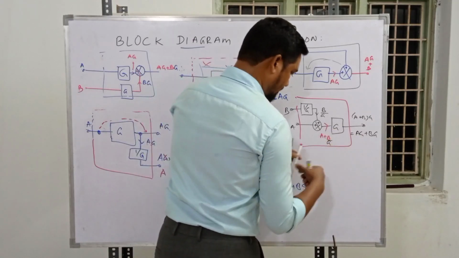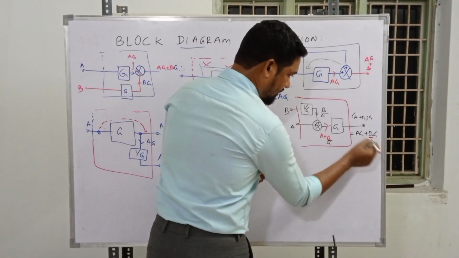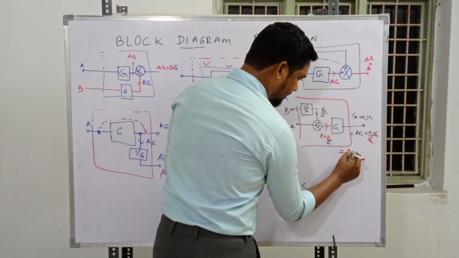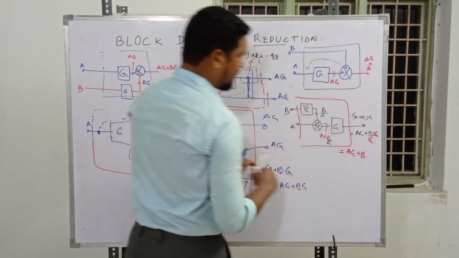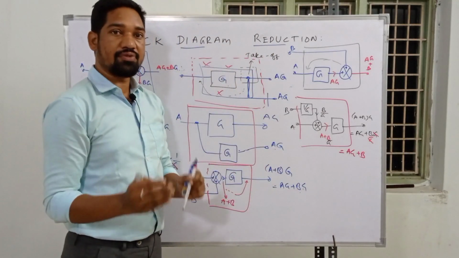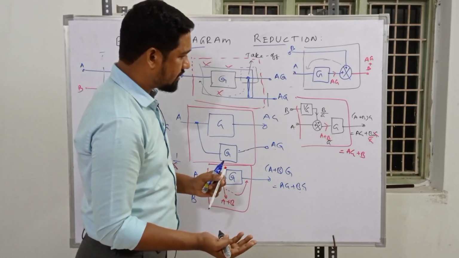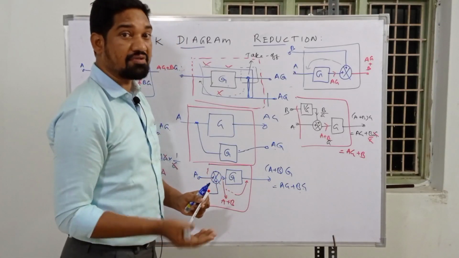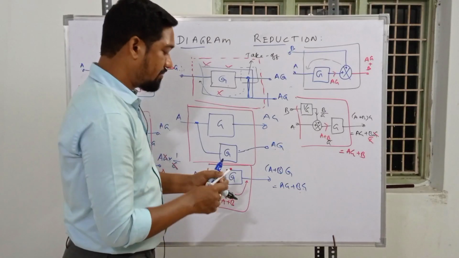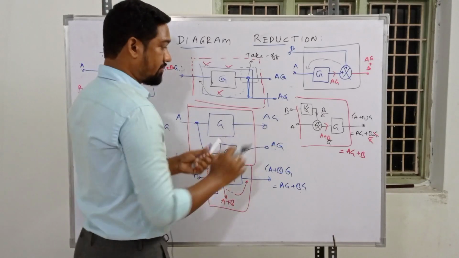B by G is multiplied with G, so this gets cancelled, and finally what is the output? AG plus B, isn't it? Yeah, we got the same output. We have done the modification, but we made sure that there isn't any change in the input, and the output isn't disturbed, right? Remember, output should not be disturbed. It should be as it is. Any modification is allowed, conditions apply, output should be as it is.